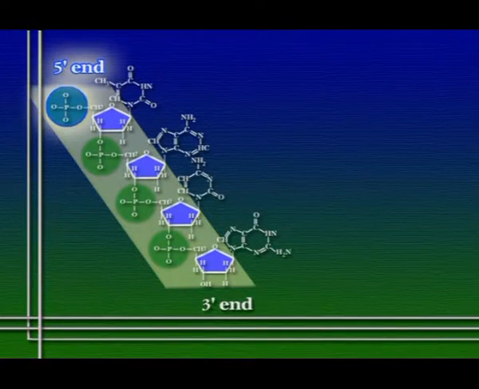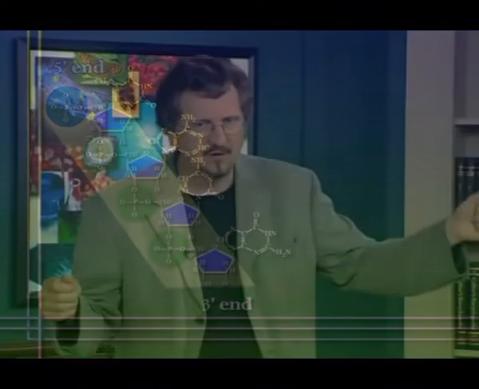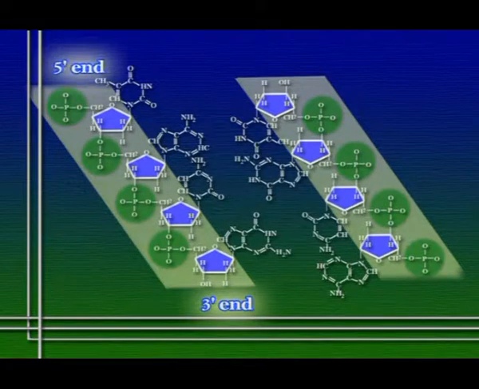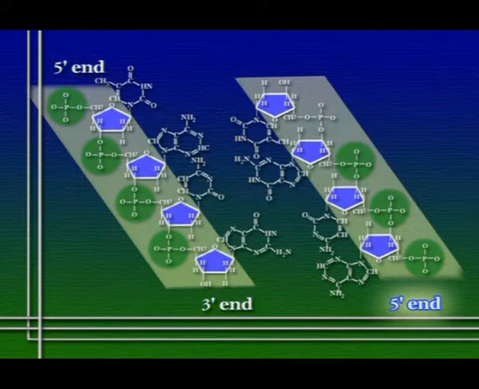So we have these polarized DNA molecules, and what Watson and Crick had figured out was that the two molecules running together in a double helix ran different ways. One ran 3' to 5' in one direction, and the other strand, the complementary strand, ran the other way. It would be running 5' to 3'.